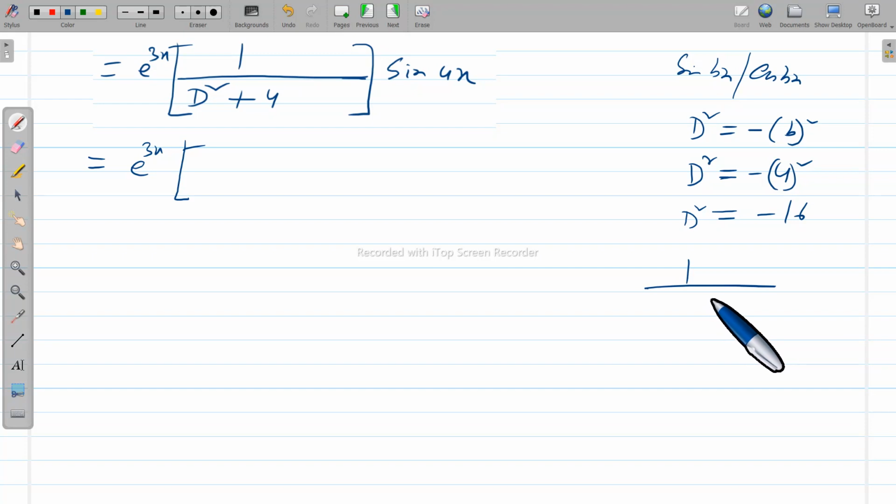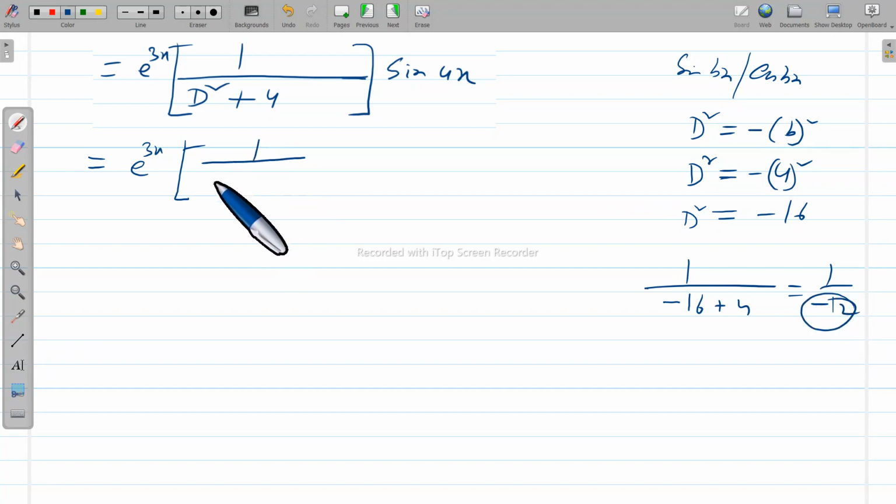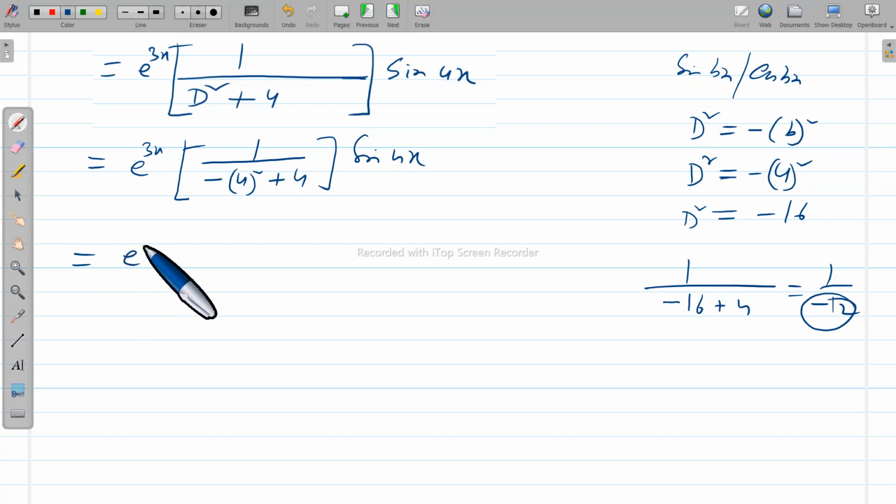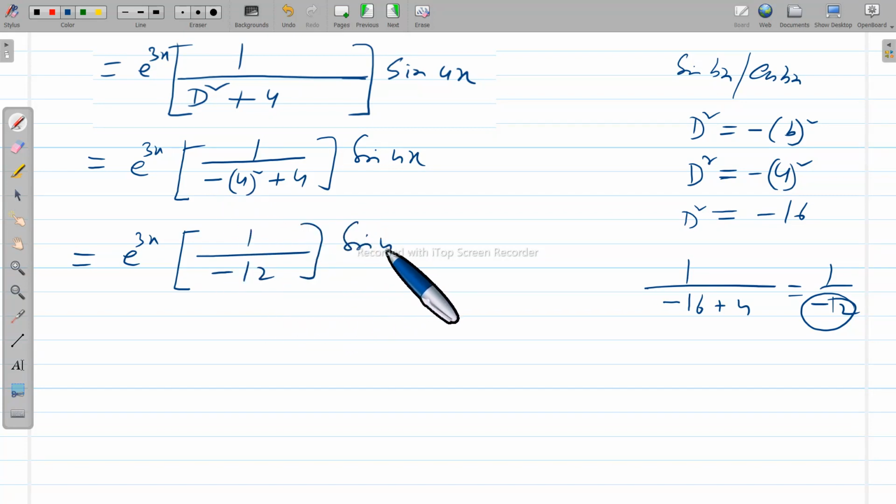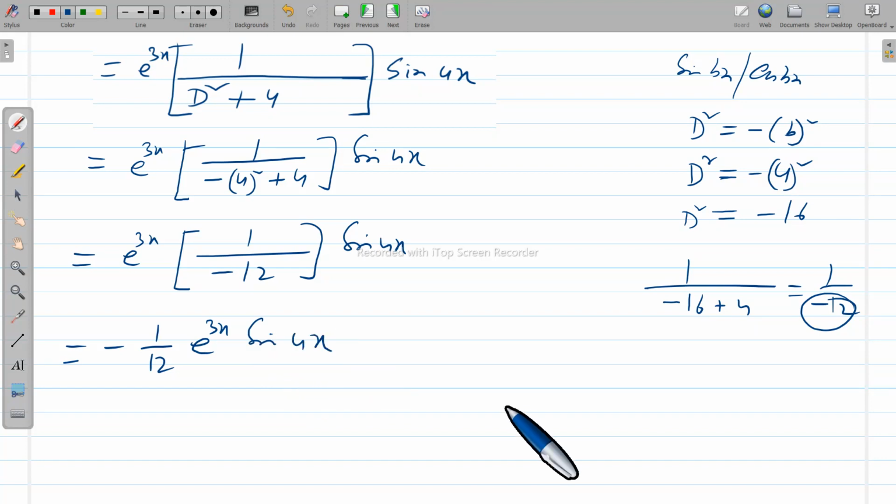If the lower denominator part is non-zero, then only you substitute in the direct calculation. So it is coming minus 16 plus 4, ultimately minus 12. It is non-zero, so we can substitute here. It is coming minus 4 whole square plus 4, sine 4x. So ultimately e to the power 3x by 1 by 16 minus 16 plus, that is minus 12, sine 4x. So ultimately it is coming minus 1 by 12 e to the power 3x sine 4x. So this is our PI calculation for question number 1.